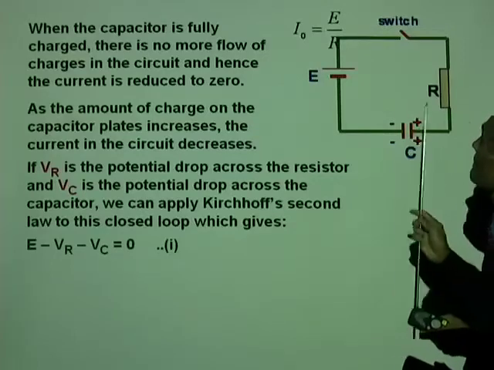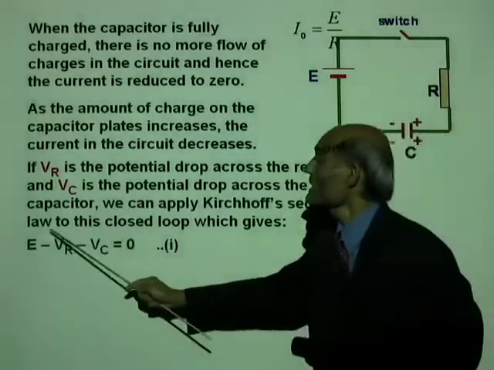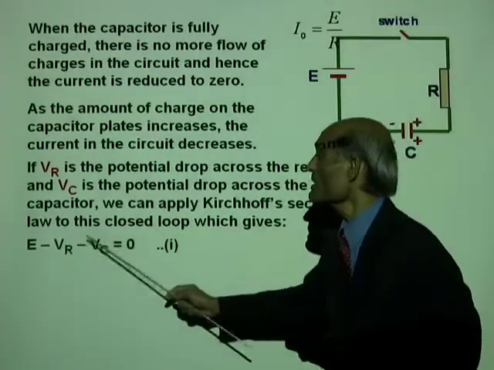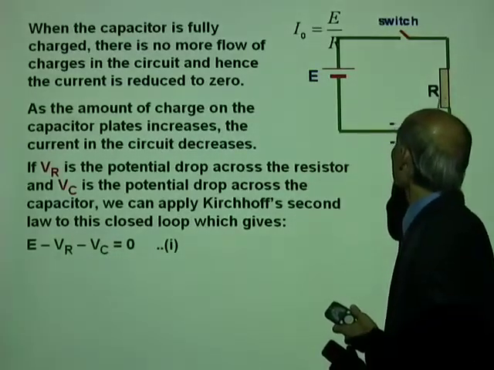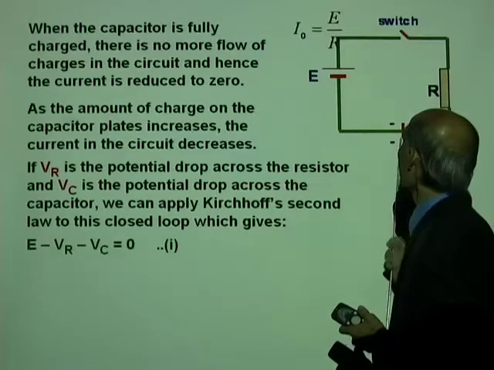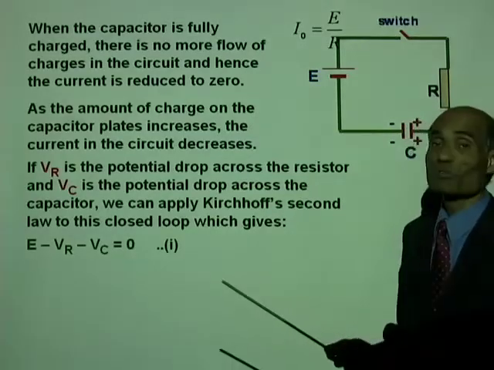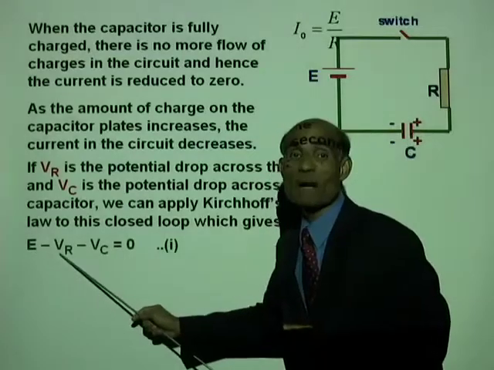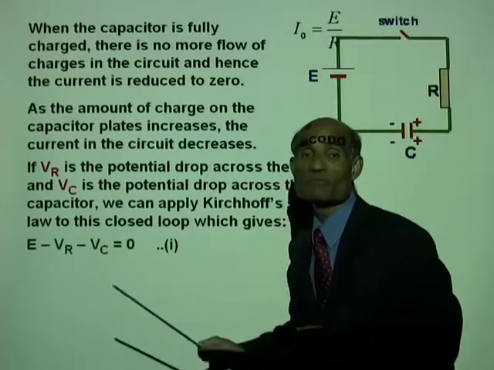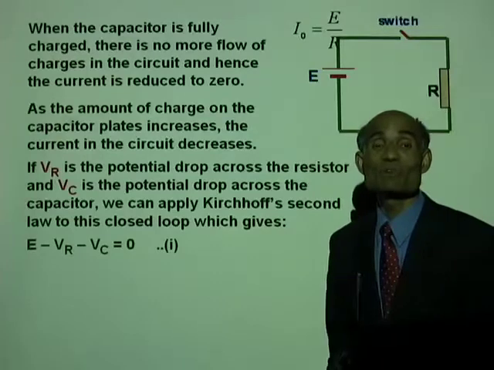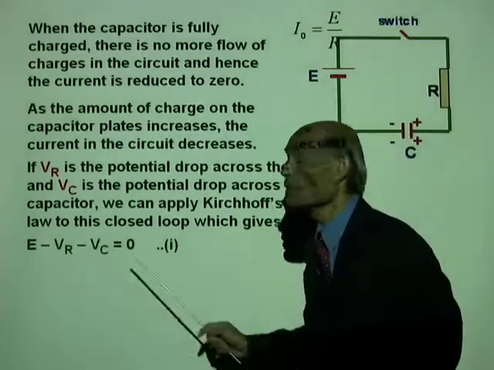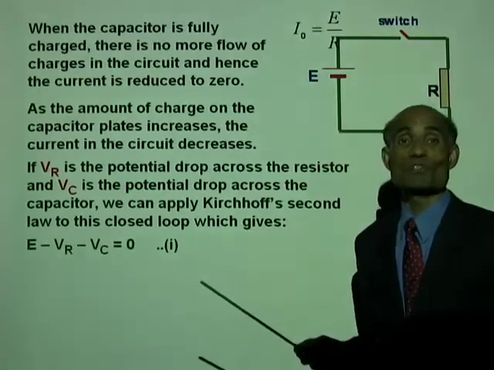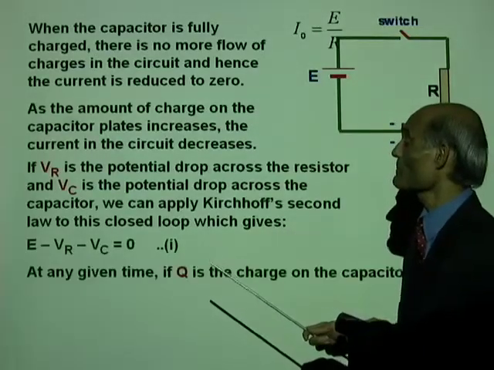Can you help me do that? If E is the potential drop across the cell, VR is the potential drop across the resistor, and VC is the potential drop across the capacitor, then E minus VR minus VC will be equal to 0. This is what we call the algebraic sum of the potential drops being equal to 0.